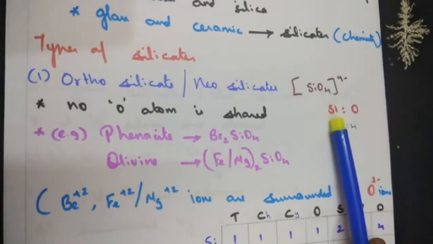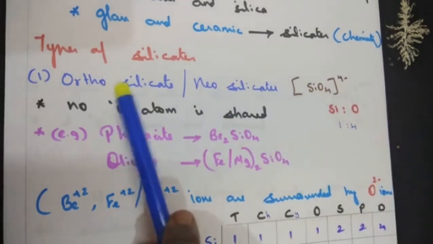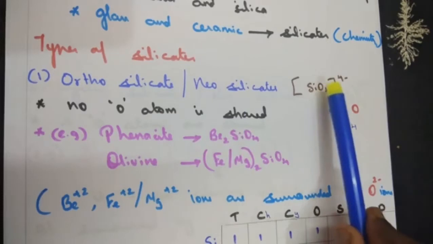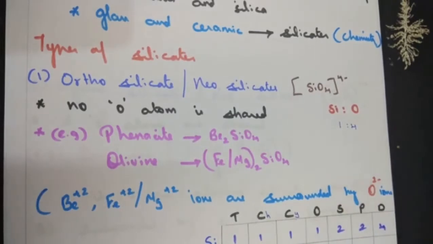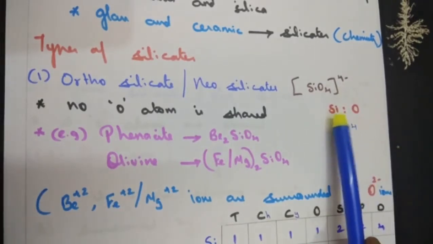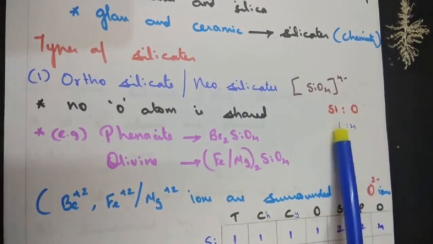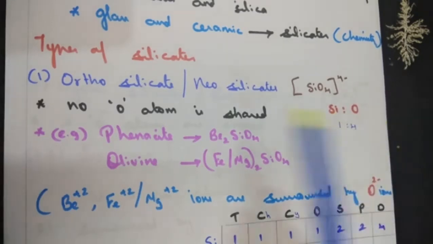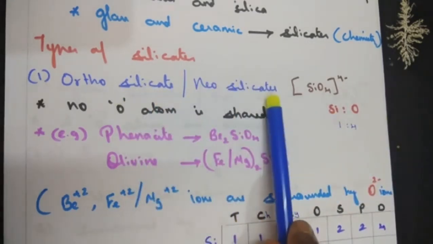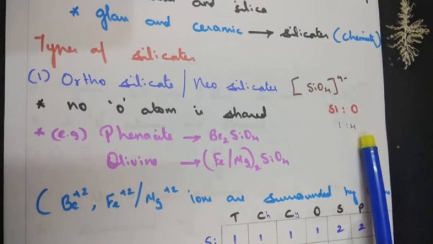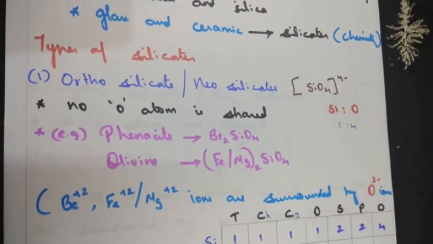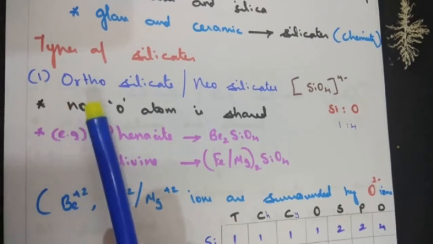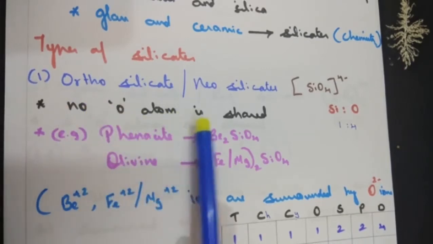The ratio here is, all these are names of the silicates and the formula of it, the unit formula of it along with the ratio, all are from a 1 mark point of view, very important. 1 silicon is shared with the 4 oxygen. So the ratio of orthosilicate or neosilicate is 1:4, meaning 1 silicon is bonded to 4 oxygen. The next important point, no oxygen atom is shared.